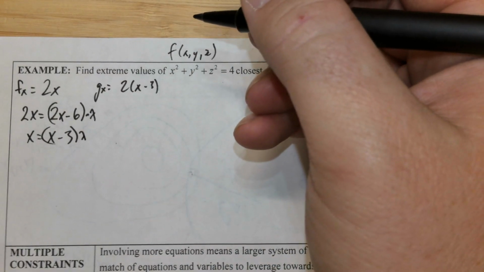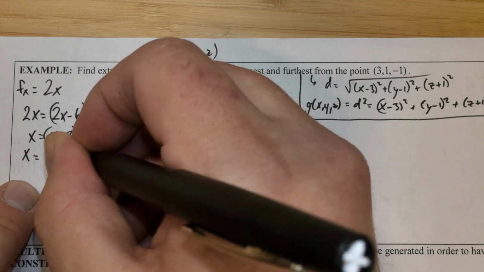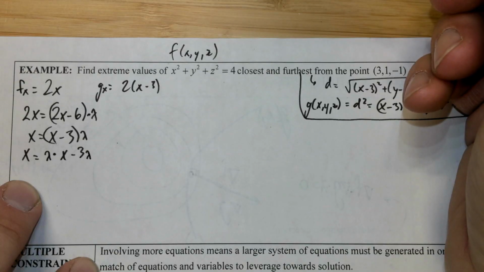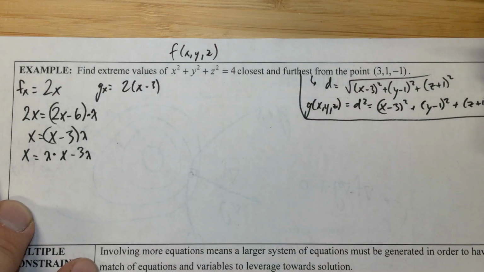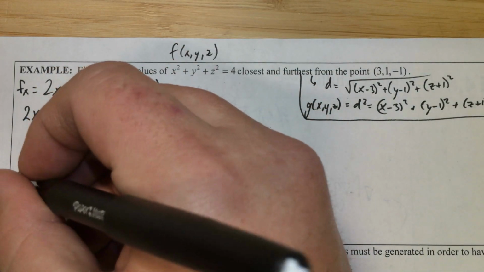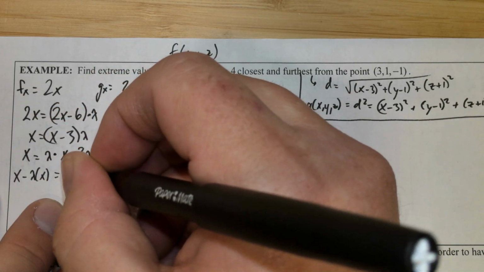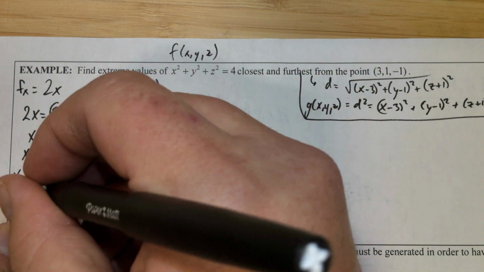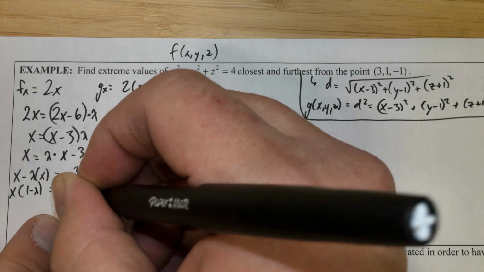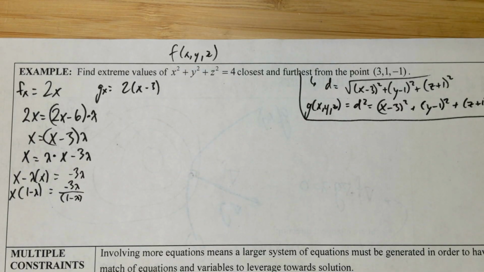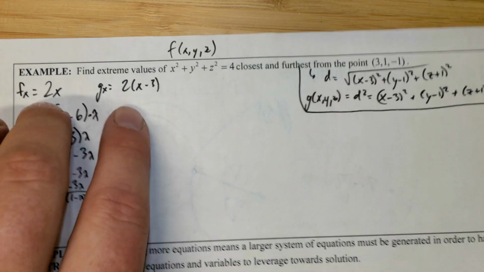Still times lambda. I could even distribute this lambda: x equals lambda times x minus 3 lambda. I want to solve for x because I want to start substituting it in other places. So here I'm going to get x minus lambda x equals negative 3 lambda. And I'm going to factor out that x: 1 minus lambda. I get negative 3 lambda over 1 minus lambda. That's what x is equal to. When this is maximized, when I find the extreme values, it's going to happen here.